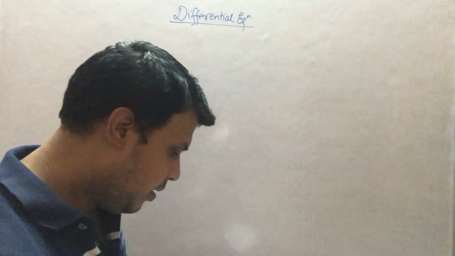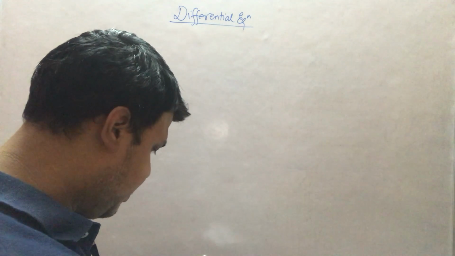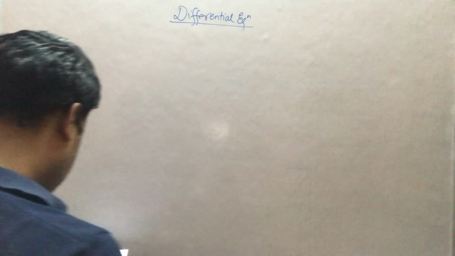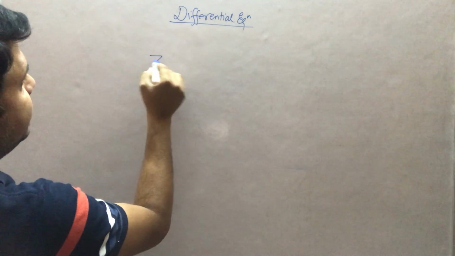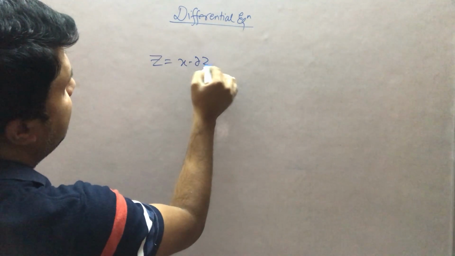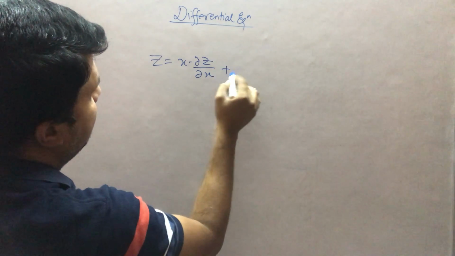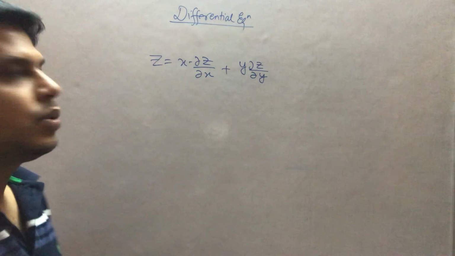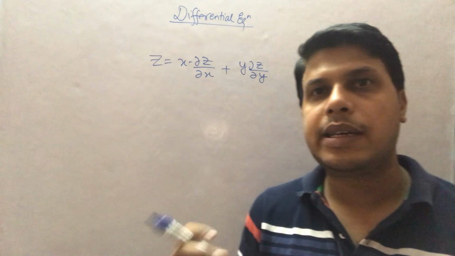I have an equation which is written over here, that is z equals x into... So this is a simple equation which is written over here. Then you have to tell me the degree and the order.